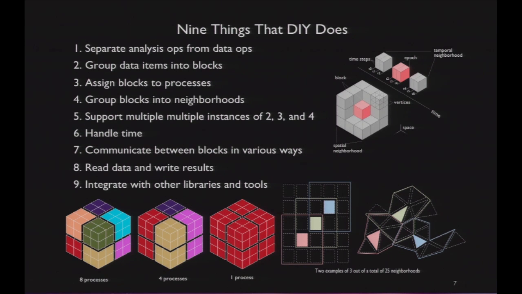Then oftentimes you want to decompose your domain. These are data parallel problems, right? So there's domain decomposition, grouping data items into blocks. We call subdomains blocks. They don't have to be blocky. These can be regular structured grids. They can be unstructured grids. They could be graphs, whatever. Just whatever the unit of decomposition is, we call that a block in DIY.